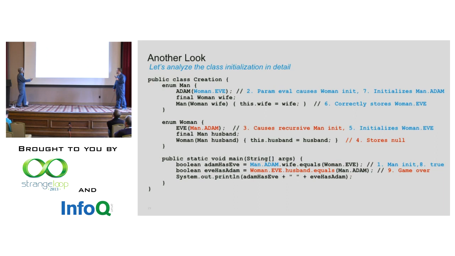The first thing we do there is create an instance, so we evaluate the parameters. We're going to reference the EVE field of woman. So now we've got to initialize woman, right? So now we go down into woman. The first thing we do here is create Eve, which means we have to evaluate her arguments, her man, her atom.